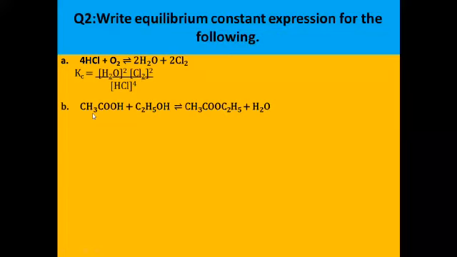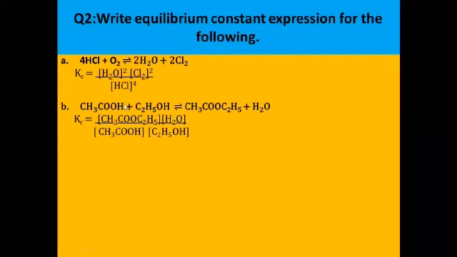The second equation is acetic acid reacting with ethanol to give ethyl acetate and water. Ethyl acetate and water are the products. So we write the active masses of the products in the numerator and the active masses of the reactants in the denominator, with both products in the numerator in square brackets. Again, square brackets show the active mass, which means their concentration in mole per decimeter cube.